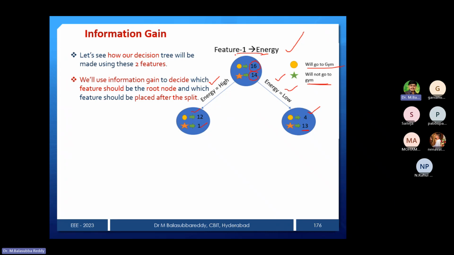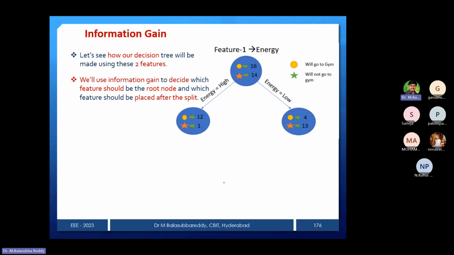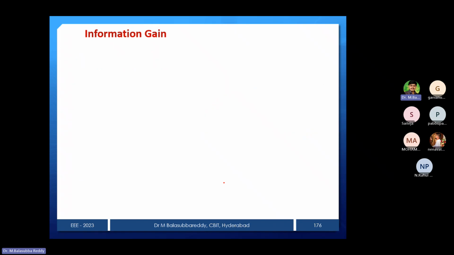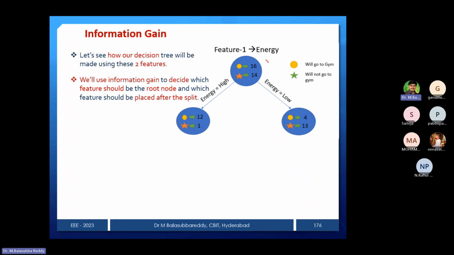Now we have to consider whether energy as our root node is the correct one, because many features are there. One by one we are checking, and based on the check we are able to find whether we are going to select energy as the root node or the other feature given in the problem, motivation. Based on this, we are able to decide.